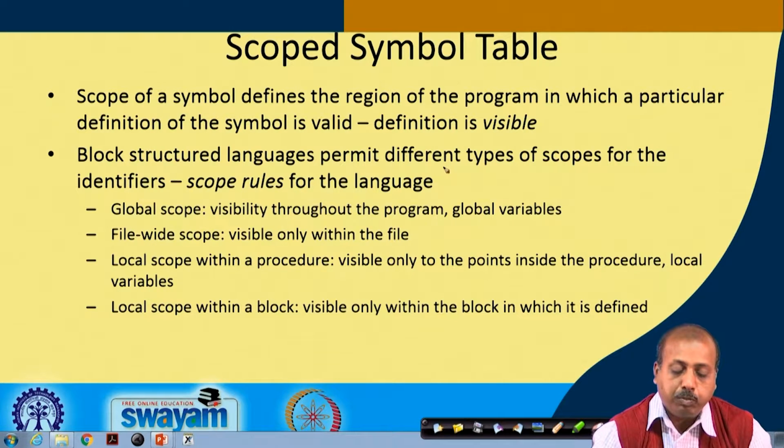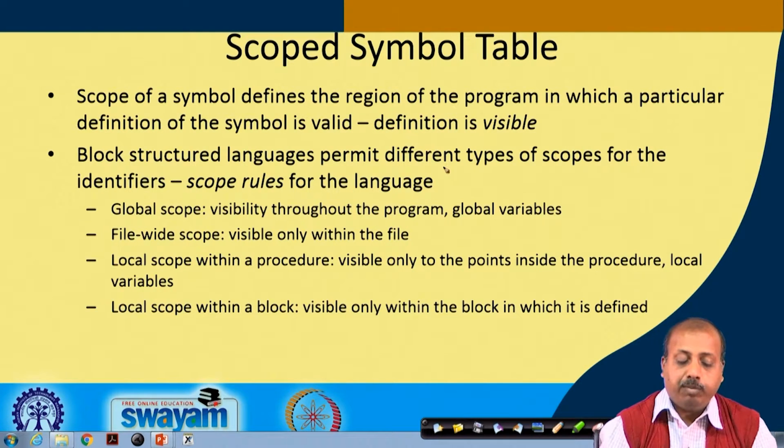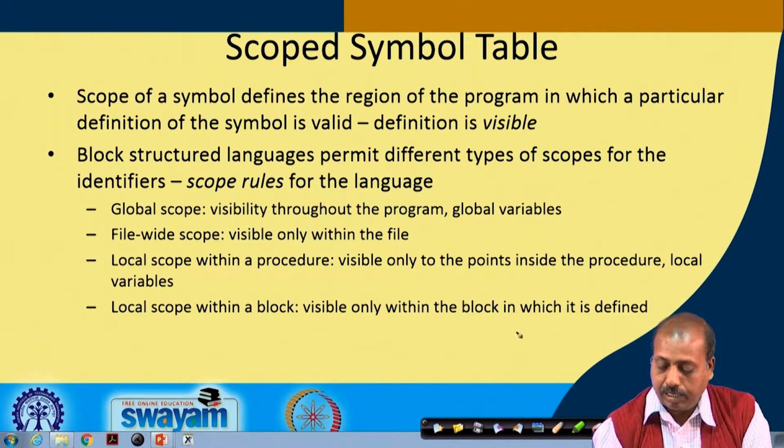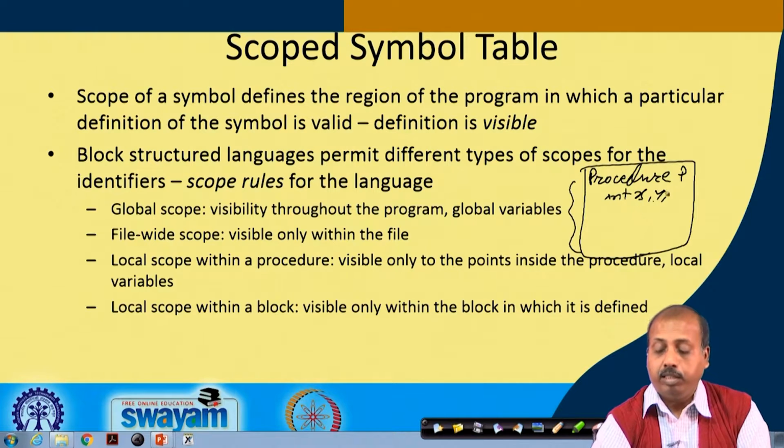Then there is local scope within a procedure. In that case, it is visible only to the points inside the procedure, that is the local variables. And local scope within a block is visible only within the block in which it is defined. I can have local scope within a procedure, like I can have a situation like this. I can have a procedure P, and there I can have some variables defined, say integer x, y. Then this x, y are visible to the entire body of the procedure.